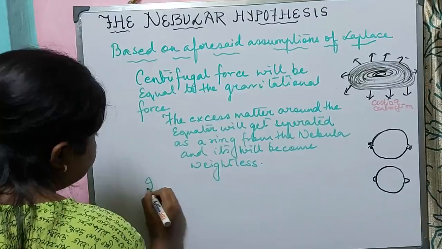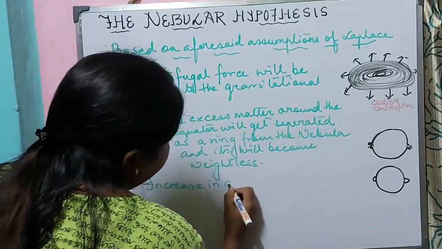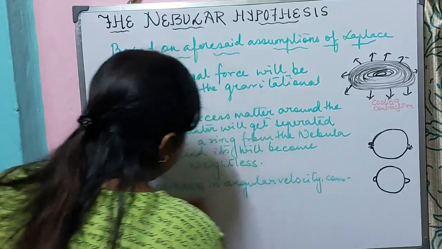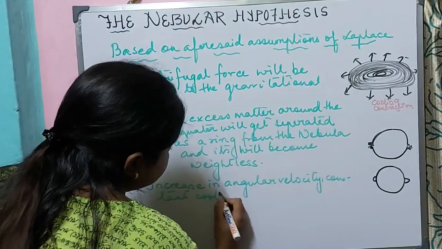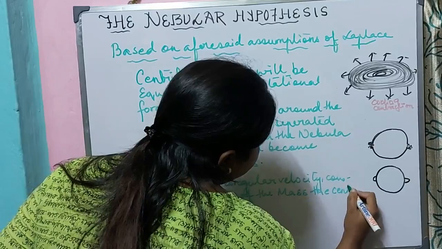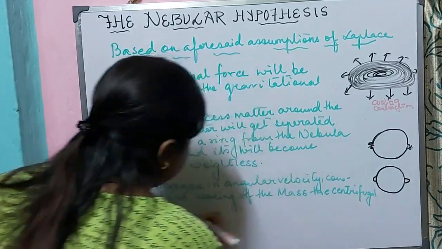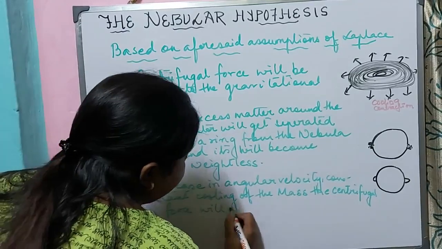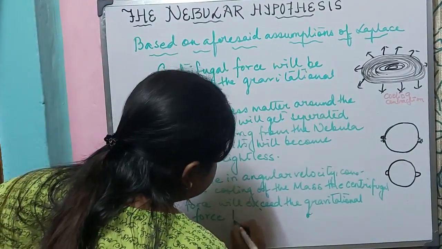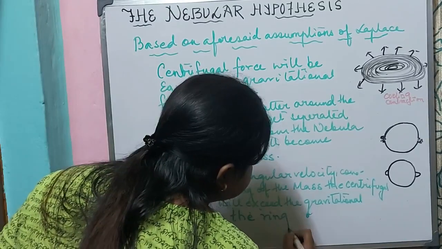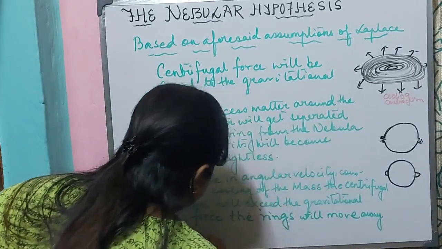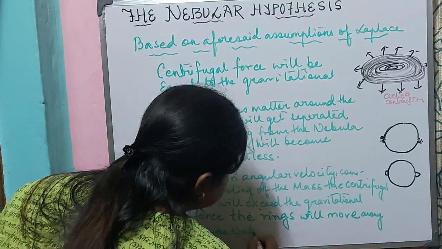Now, with increase in angular velocity, with constant cooling of the mass, the centrifugal force will exceed the gravitational force, and this will lead the rings which are already separated to move away from the nebula and start rotating.